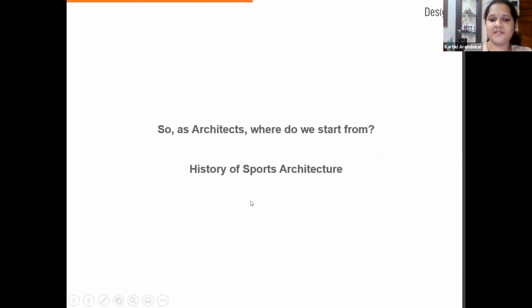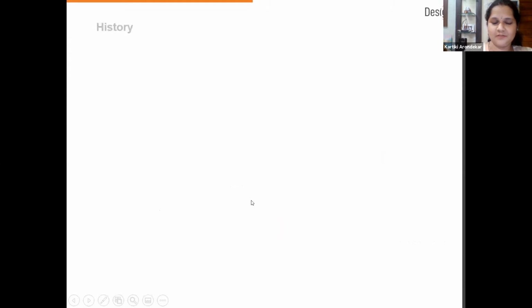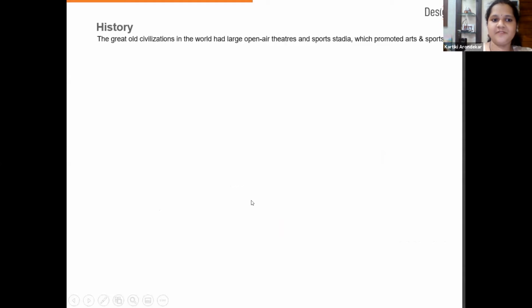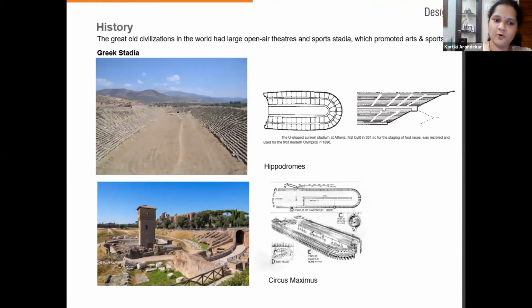So as architects, where do we start from? It is the history. In the history, if we study the old civilizations, they had large open theaters and sports stadia which promoted arts and sports, basically war based or rivalry based, but still it had some identity, some character. It had the character of bringing people together, arranging a large congregation and enjoying just one event in the center.